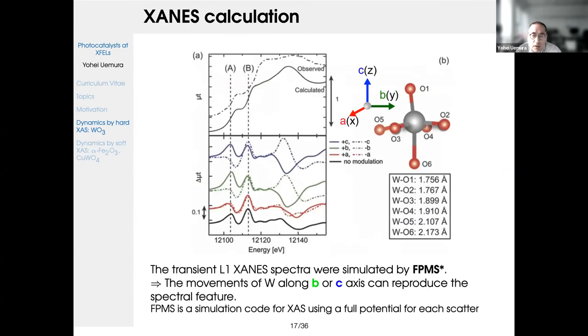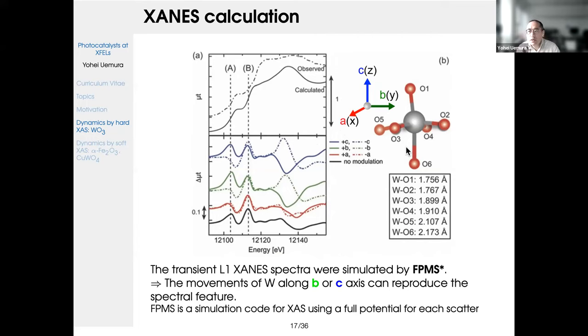However, we didn't figure out what kind of structural change happens after the photo excitation. Then we used theoretical calculation, the full potential multiple scattering code, to reproduce the transient L1-edge spectrum.